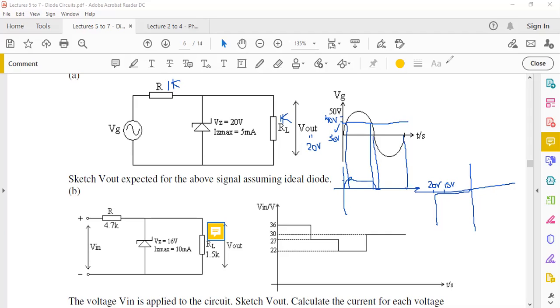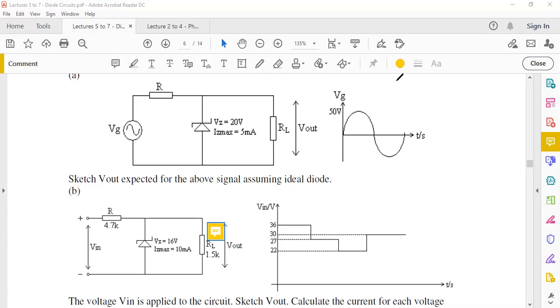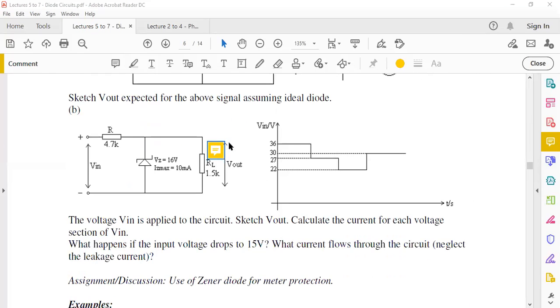Okay. So if you apply a similar analysis to this circuit here, you can see the input is not an AC, it's a DC. So let's just take a few situations there and see how it works out. So our V-in is being changed here. So it is 36 volts and then 27 and then 22. So we want to see what V-out do we get. V-out is basically the voltage across your resistor RL, and also because these two are in parallel, the voltage we get across the diode. And you have as a max also to check whether you're exceeding the maximum current or not.